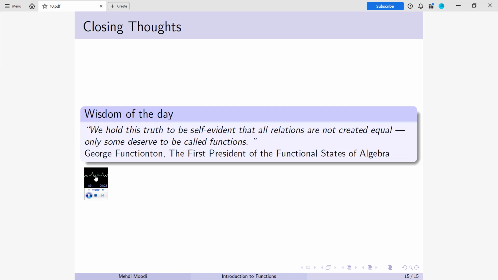Legend says he carried a vertical line in his pocket to every lecture. His tombstone reads, "He died enforcing domain restrictions. May his inputs rest in peace."